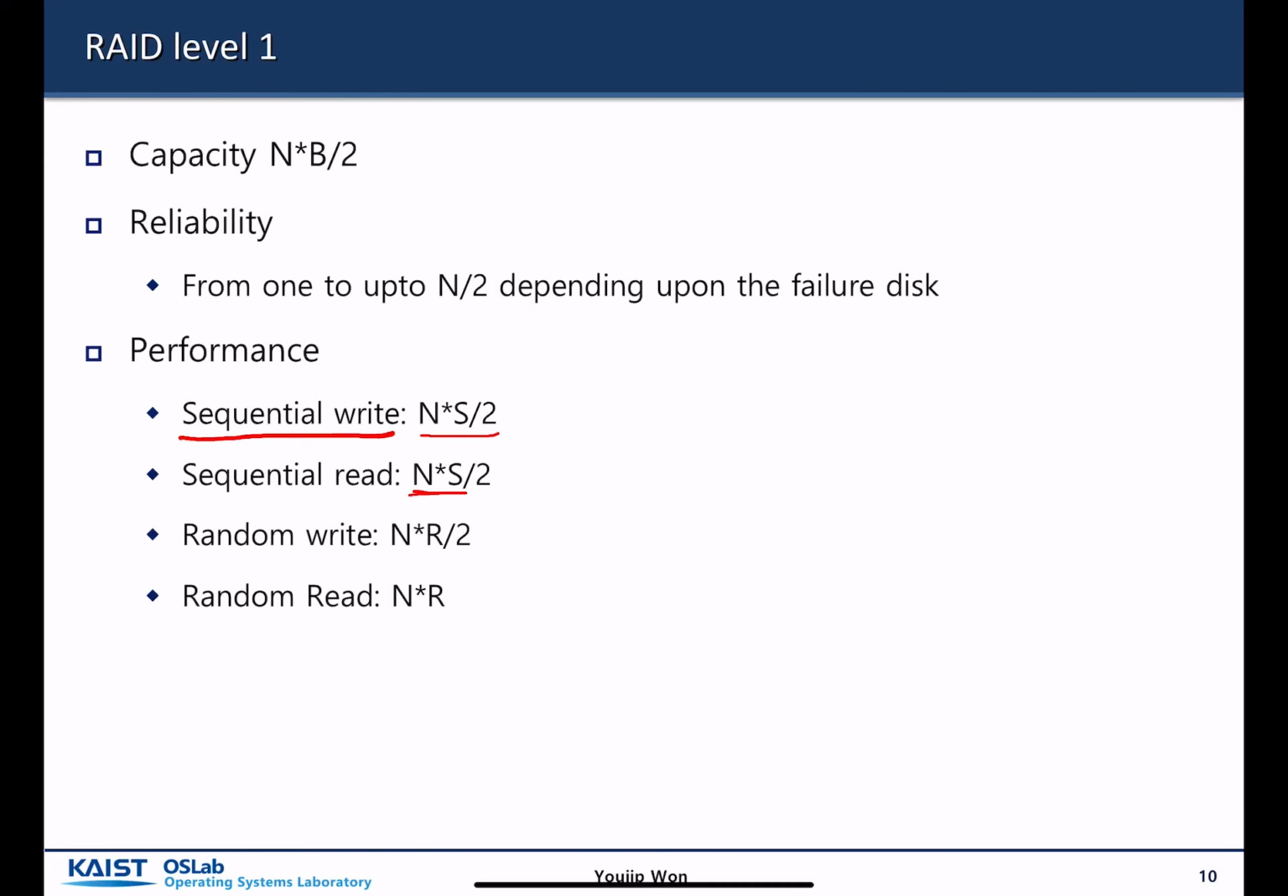For random write, it's similar. The random write performance corresponds to n times r divided by 2. But the interesting part is random read. If you read random blocks, and you distribute those requests over multiple disks, and all those blocks are different, then the actual bandwidth of random read corresponds to the number of disks times the performance of a single random read. So it corresponds to n times r.